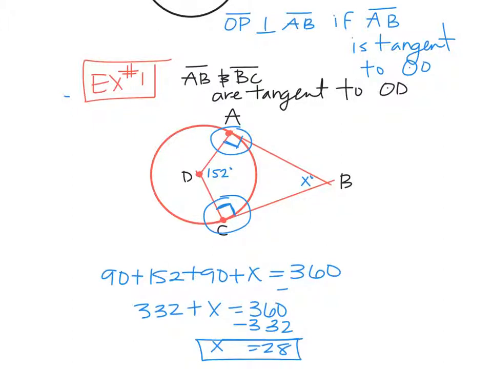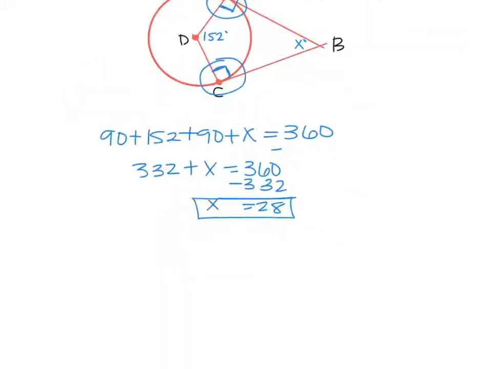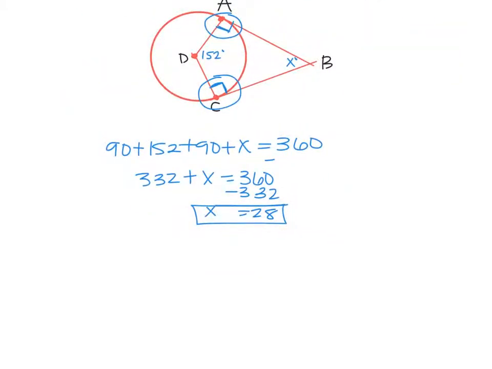You need to know that a radius and a tangent make a 90-degree angle. In this one, when there are two tangent lines, you can do that because 360 minus the 180, those two would have to be 180 then. Any questions on that?